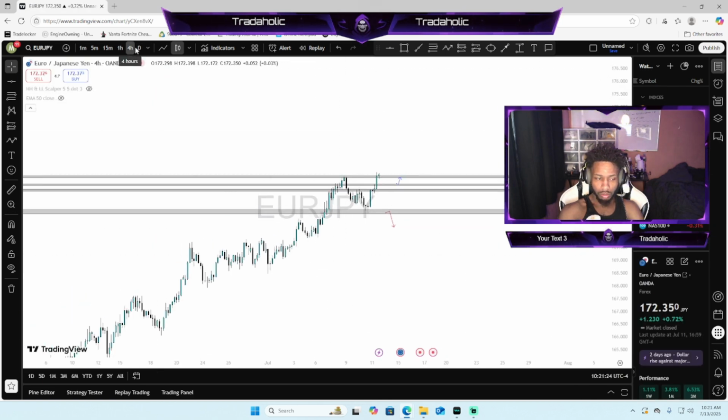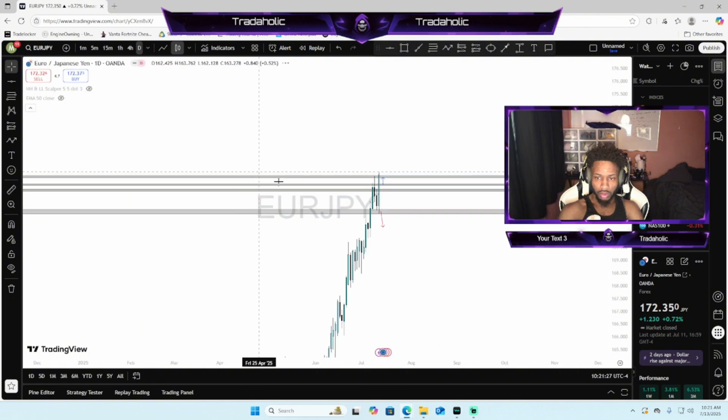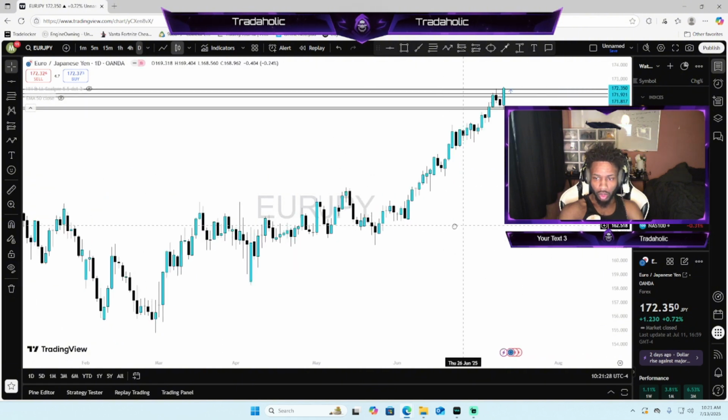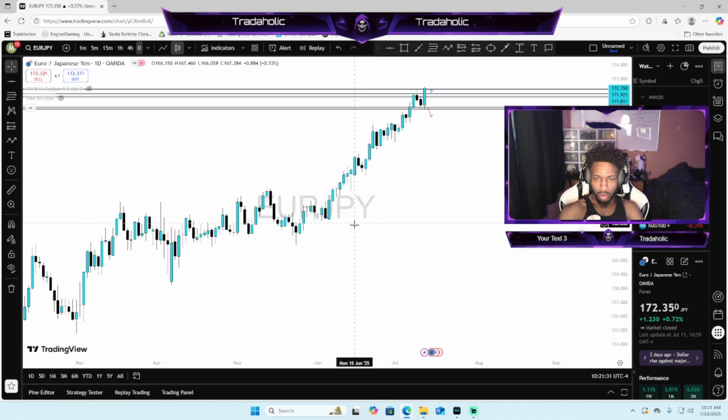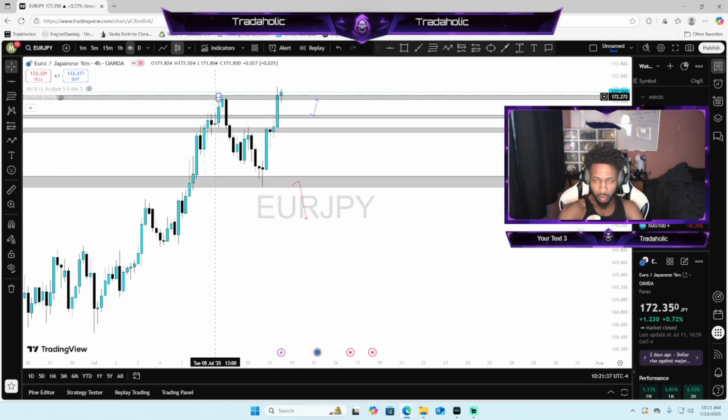Now we have some Euro JPY. Looking on Euro JPY, we're overall aggressively bullish. We have a big impulse up. We have broken above this previous high here. Aggressively bullish. 4 hour time frame bullish as well. We are at equal highs with a 4 hour bullish closure right over here. So I just want to continue this bullish momentum.